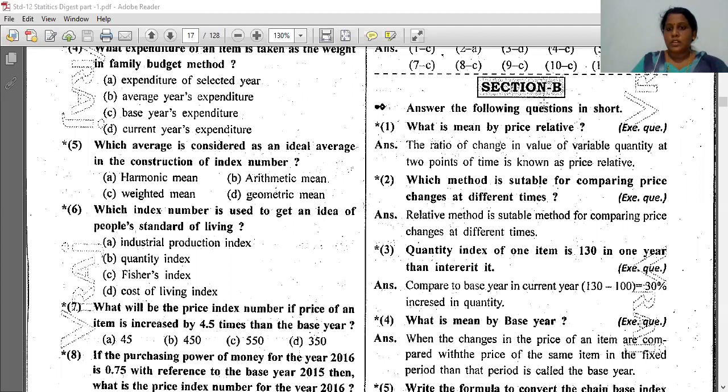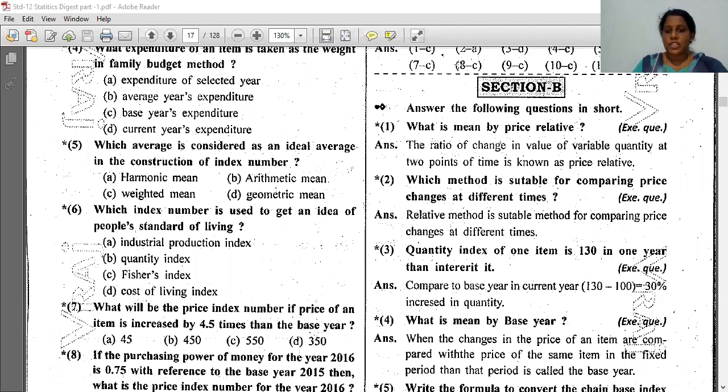So, first is what is meant by price relative. For this, the answer is: the ratio of change in value of a variable quantity at two points of time is known as price relative, right?